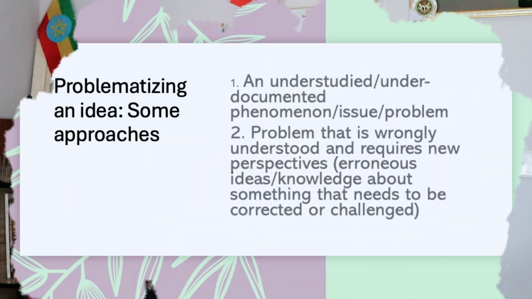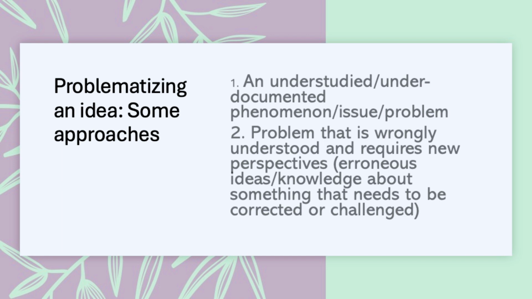I have four points here which I want to share with you on how to problematize an idea. The first one is this: any issue, problem or phenomenon that you are investigating that is understudied or underdocumented can constitute a problem. We don't know this something. We need to know about this. So there's a problem because we don't know. Point number two: it could be a problem that is wrongly understood and requires new perspectives. In other words, there could be some erroneous ideas about something that need to be corrected or challenged. That becomes a problem.